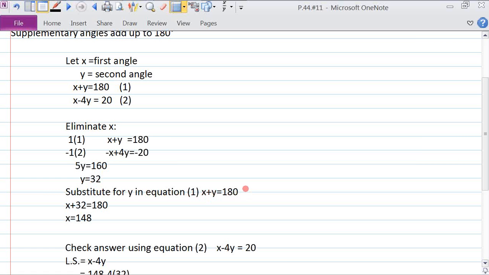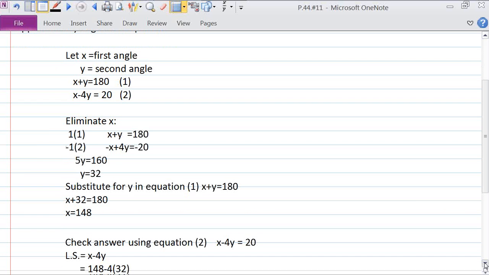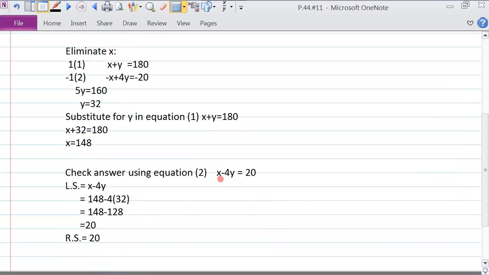We substitute 32 for Y in equation 1. Equation 1 is X plus Y equals 180. So instead of Y, we're going to write 32: X plus 32 equals 180. So X will equal 180 minus the 32, because I transpose this from the right to the left, and I get 148. So first of all, it makes total sense. If one angle is 32 and they're supplementary, the other must be 148, because the sum of the two must be 180.